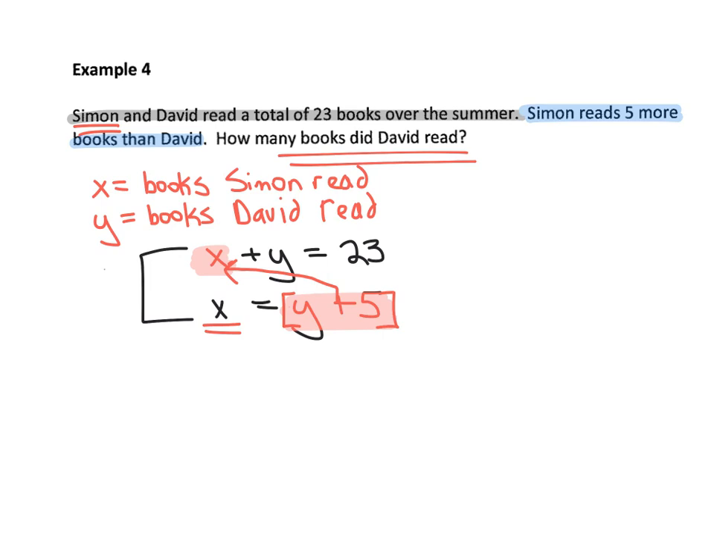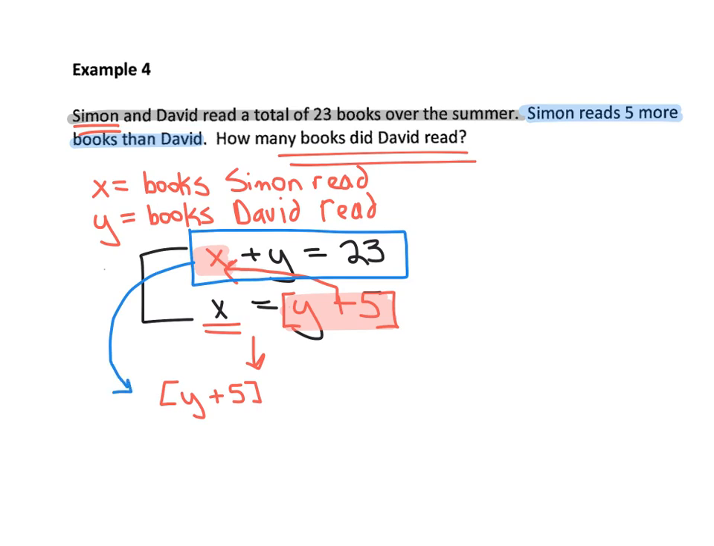So I'm going to rewrite this below. So for x, we have y plus 5. And once again, just to be really clear, I'm writing this below. I'm just subbing in y plus 5 for x. So we have y plus 5 plus y equals 23.